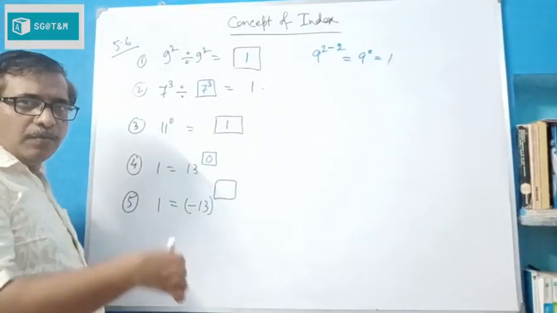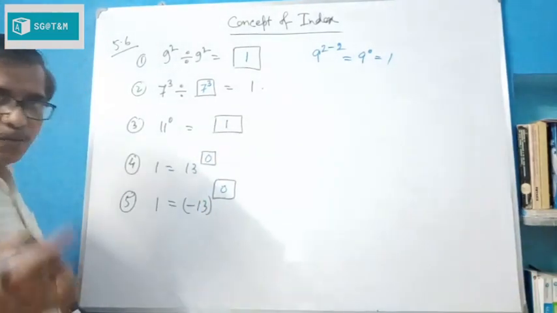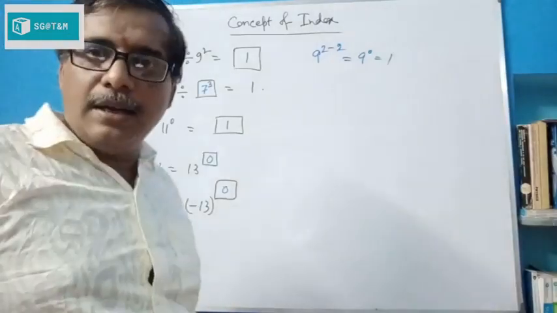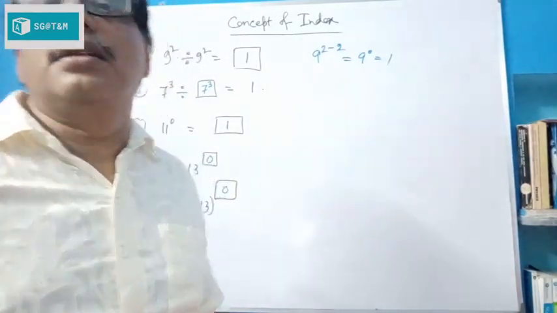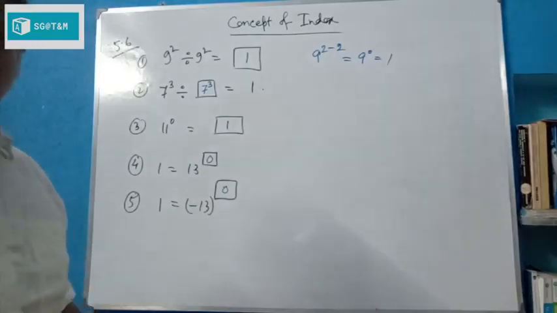Again 1 is equal to minus 13 to the power, same thing. Again something to the power 0 is 1, a to the power 0 is 1, except a is not equal to 0. So this is a very easy question and a very easy portion. Clear to all of you? Something to the power 0 is always 1.